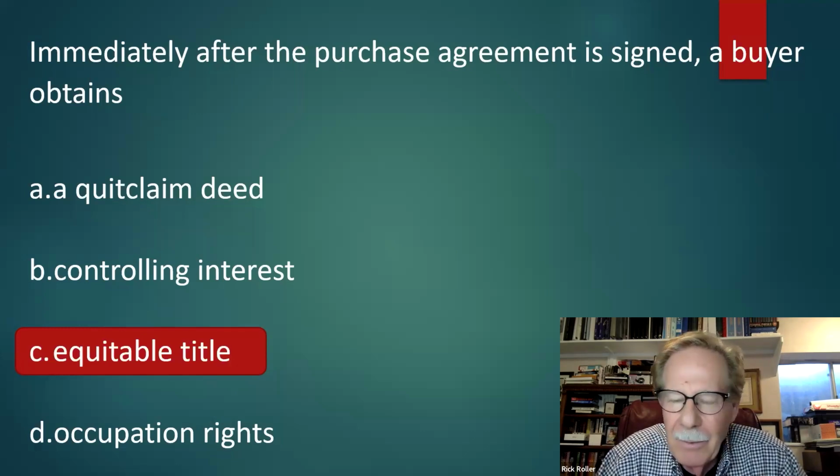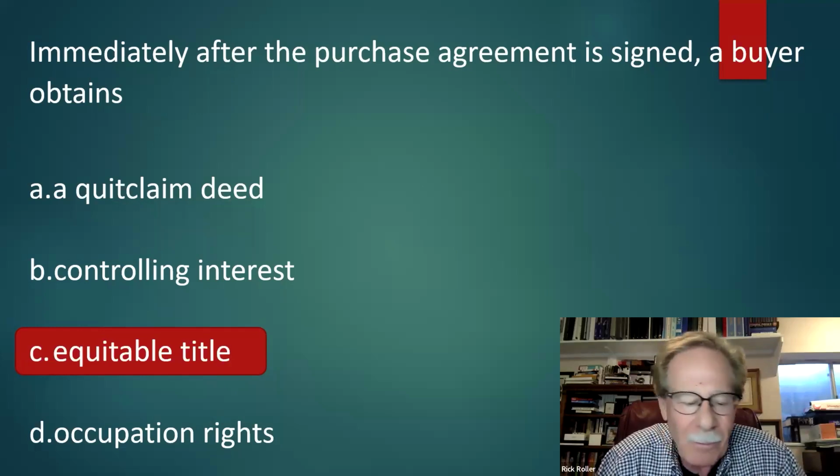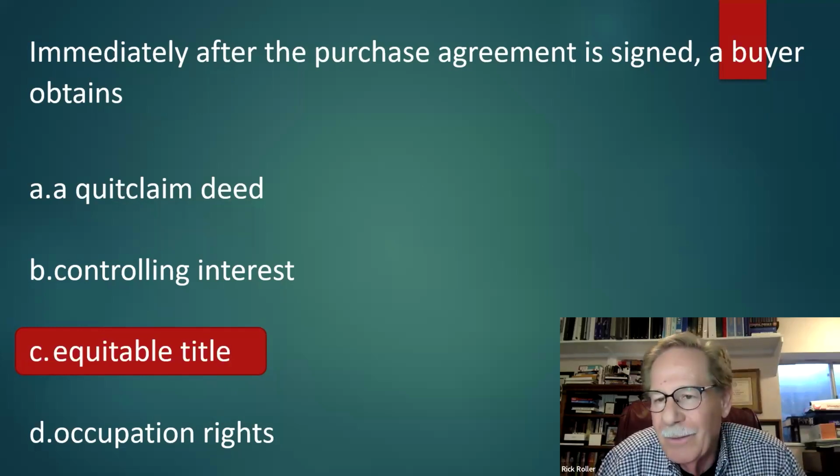So during that period where it's in escrow, you need to work out all the problems. Now, this is why I want you to order that title commitment early. The day you list the property, I want you to get a title commitment. Why? Because if there's a title problem, it's probably going to take a week or two to fix it.